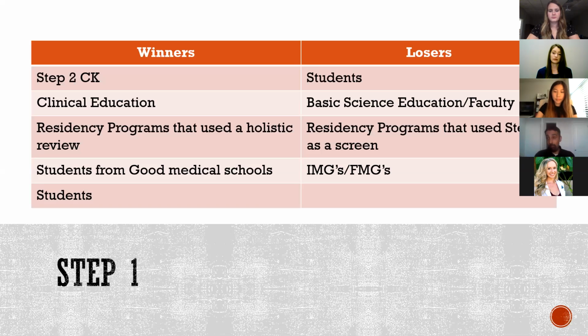Basic science education may suffer, because for the first 2 years, if your step 1 is pass fail, are you really going to cram till 2 in the morning every night studying? Probably not, because you get a high pass or low pass, nobody knows, not even you. So that'll be different. Residency programs' step 1 screen will suffer, but that's probably a good suffering. And then IMGs and FMGs will probably suffer as well, because they have fewer data points to compete with US applicants.